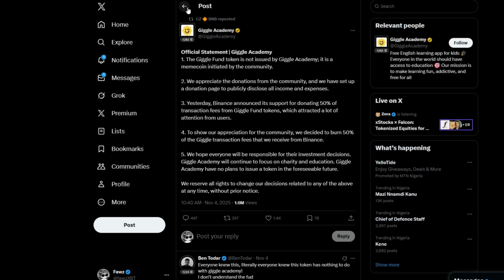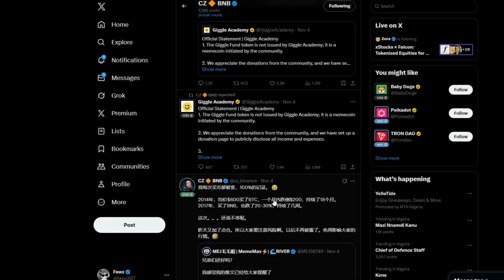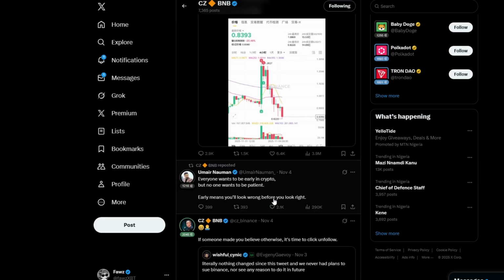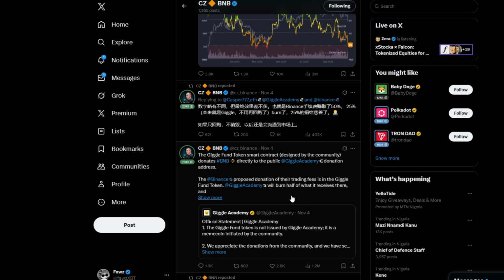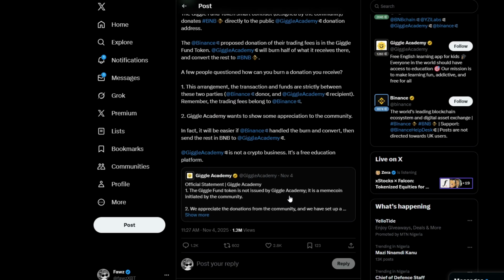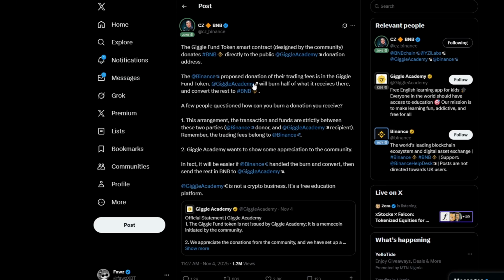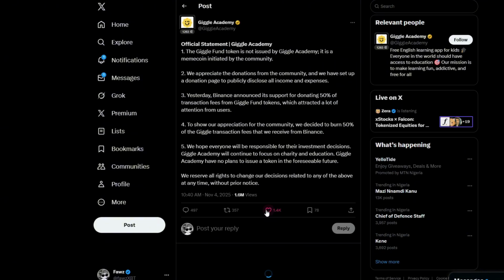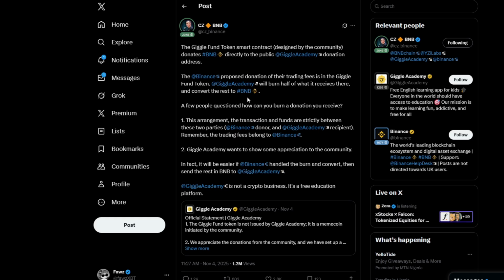Then he went ahead to make another post, his own post, by 11:27. This is where things popped off. He made a post about them donating the fees, right? They already said it here, but nobody saw it, but he retweeted it. If you retweeted it, that means you saw it, like he wants people to see it. So take a look at this. Binance will be donating the fees, blah, blah, blah.